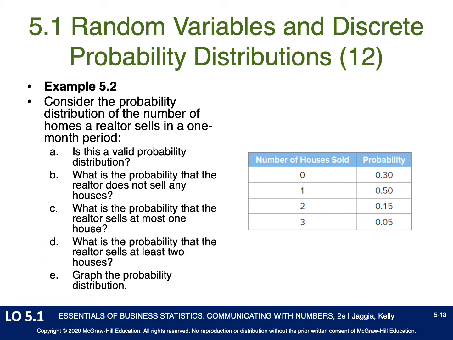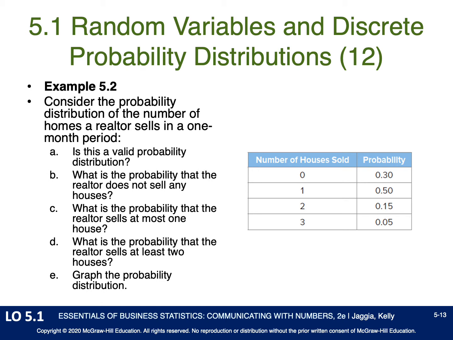Well, the first question we need to ask ourselves is, number one, do all of the probabilities fall between 0 and 1? And they do. And do the probabilities sum to 1? And if we add them all up, we get 0.3 plus 0.5 plus 0.15 plus 0.05. Those do sum to 1. So this is a valid probability distribution. If they did not sum to 1, then we would say this isn't a probability distribution.